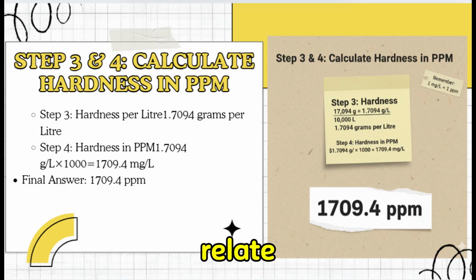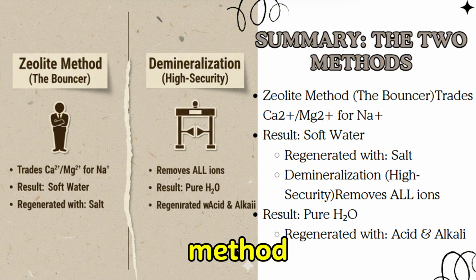The key is to relate the regenerating chemical back to the equivalent amount of calcium carbonate. So let's do a quick recap. The zeolite method is like a bouncer. It grabs the hard water ions, calcium and magnesium, and trades them for harmless sodium. It gives you soft water and is regenerated with salt.